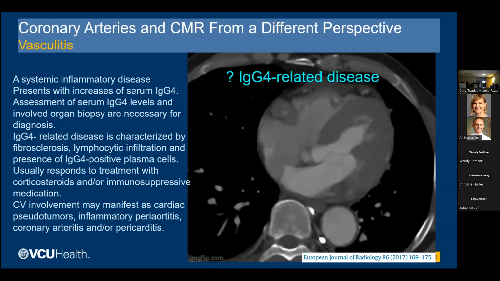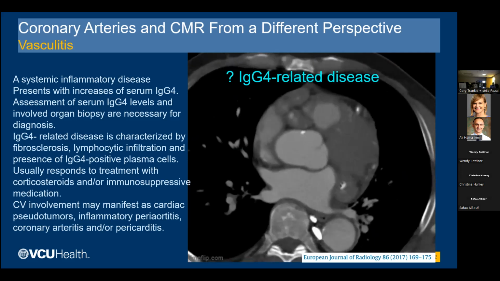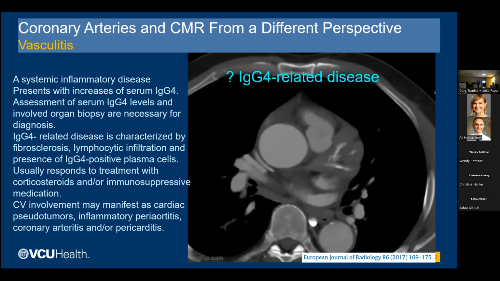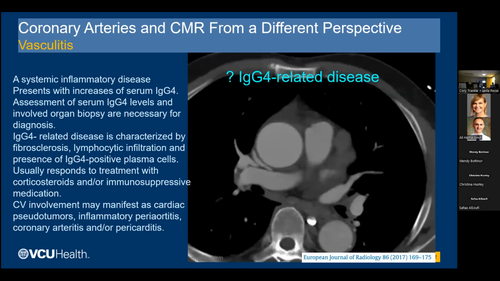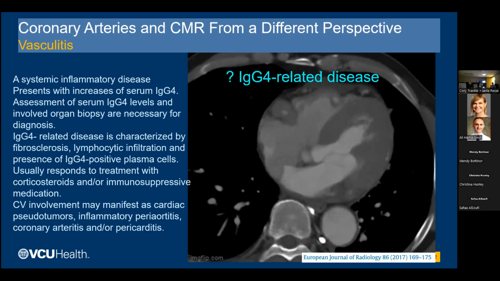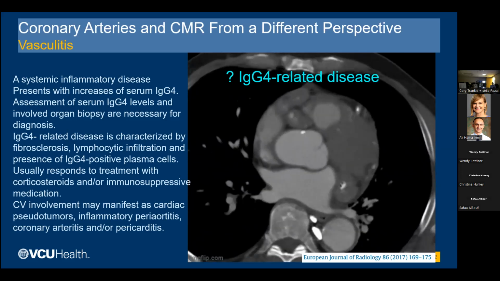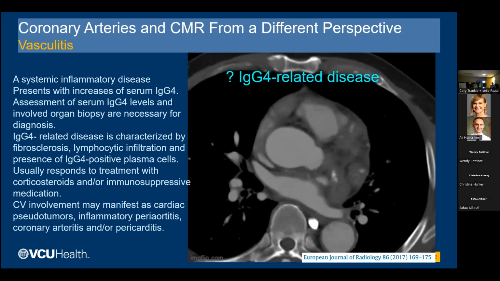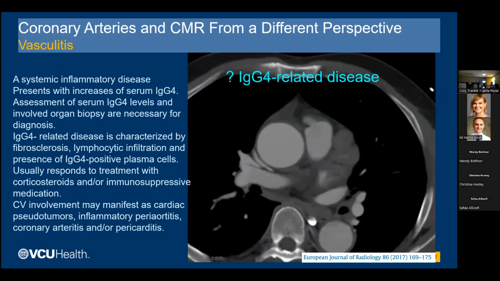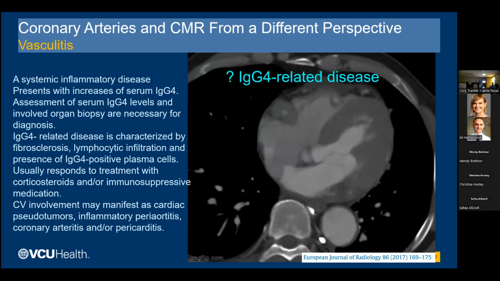So we have on path, we have fibrosclerosis, lymphatic infiltration, we have IgG4 positive plasma cells. It responds pretty well to steroid and immunosuppression. Cardiovascular involvement happens. It can appear as pseudotumors of the heart, also inflammatory periaortitis, and coronary arteritis, and pericarditis.